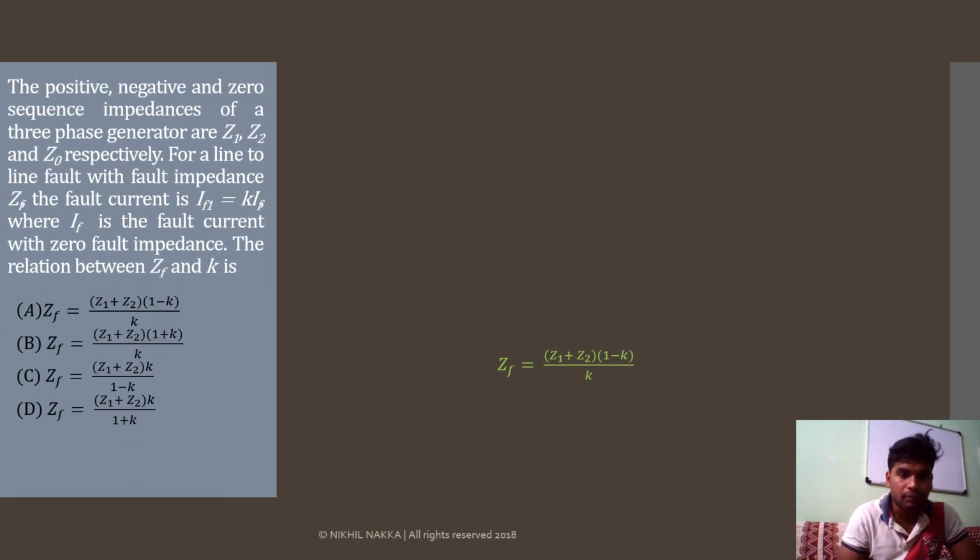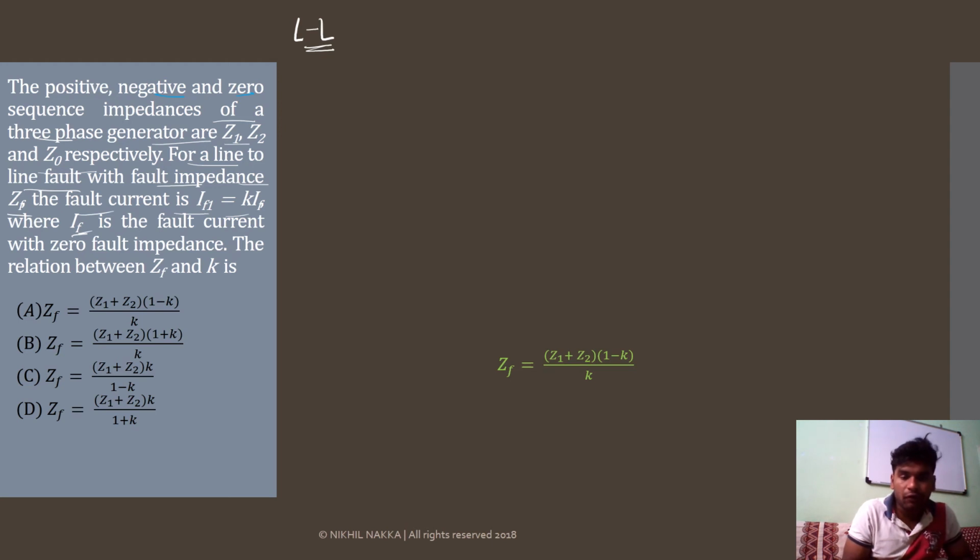So in this question, the positive, negative and zero sequence impedances of a three-phase generator are Z1, Z2, Z0 respectively. For a line-to-line fault with fault impedance ZF, the fault current is IF1 equal to K into IF, where IF is the fault current with zero fault impedance, and the relationship between ZF and K is. Now what is the type of fault here? Line to line fault. Okay, it is a line to line fault.